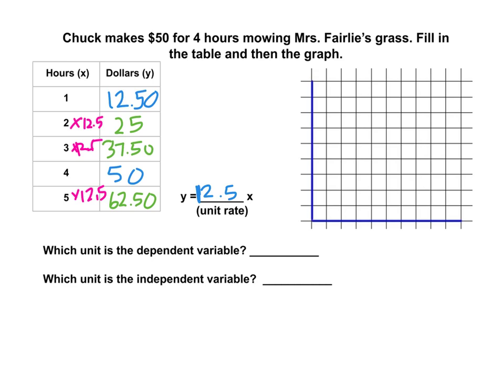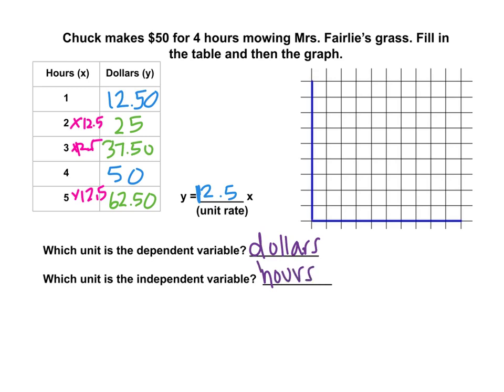All right, so now we're ready to answer these bottom two questions. Really, you should have already known these answers before doing the table at all. Just looking at the situation, or looking at the table, you can answer these. But they're going to be helpful when we go to make our graph. So again, think about which one depends on the other. However many hours Chuck works, he can make more money, right? The amount of money he makes depends on how many hours he works. So the money, the dollars, is his dependent, and it depends on the hours that he works.